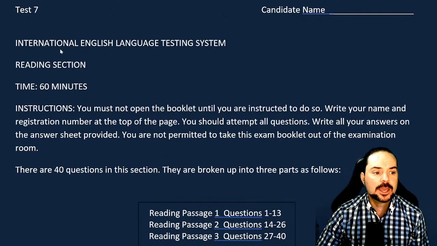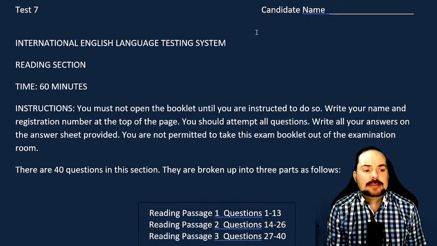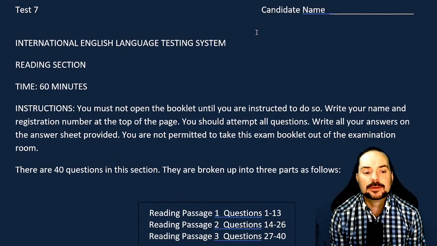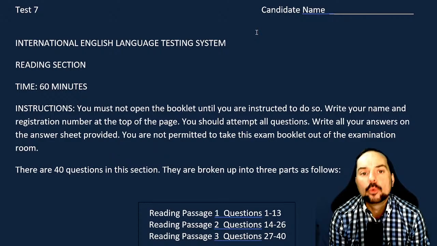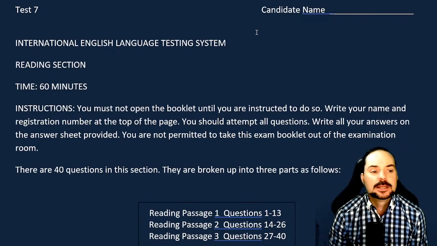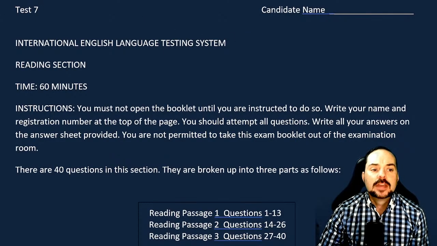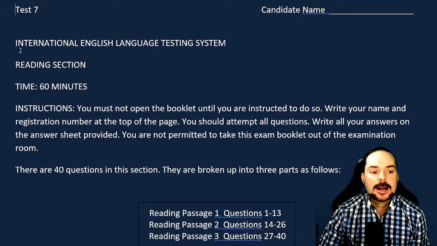And our reading passage, like magic. There it is. Okay, when you're in the exam, you have some instructions. You don't need to worry about these. You should know these before your exam, so you don't have to spend time reading this. But basically the idea is this.